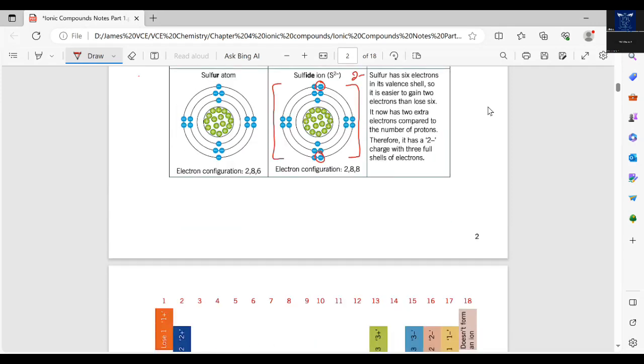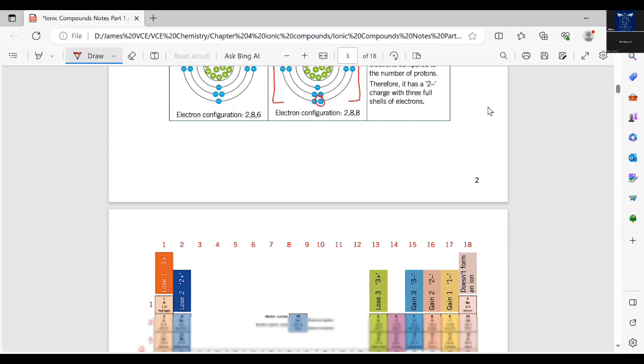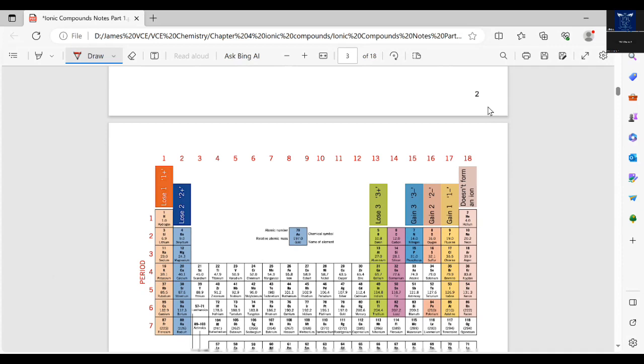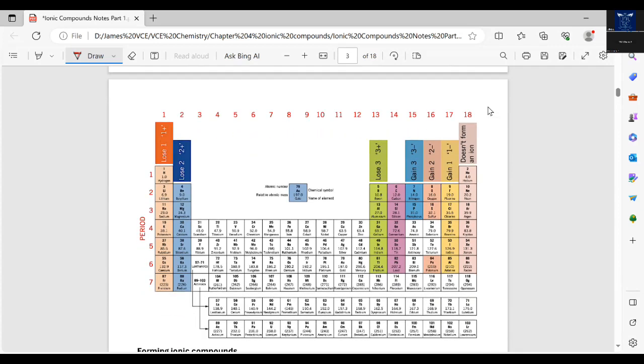If we compare the periodic table for particular groups, like group 1, group 2, group 13, 14, 15, 16, 17, 18, they will form a particular cation and a fixed anion. In group 1, you are going to lose 1 electron to form a stable electron structure. So all the group 1 will be 1 plus, and all the group 2 will be 2 plus.